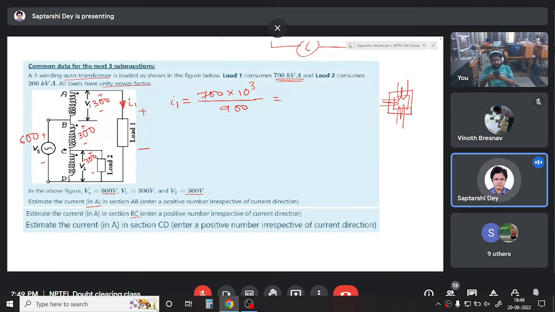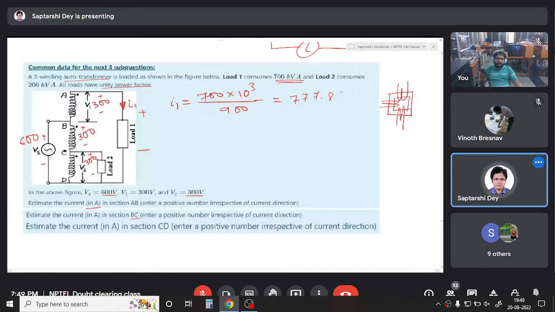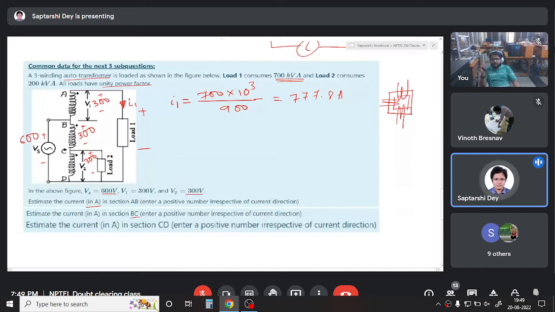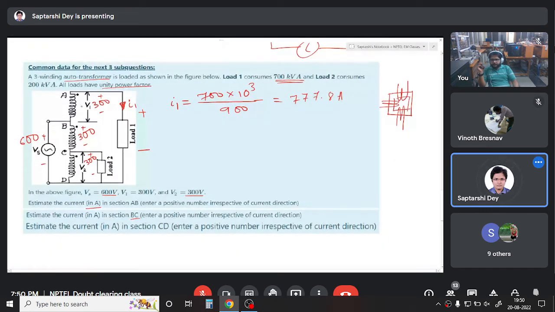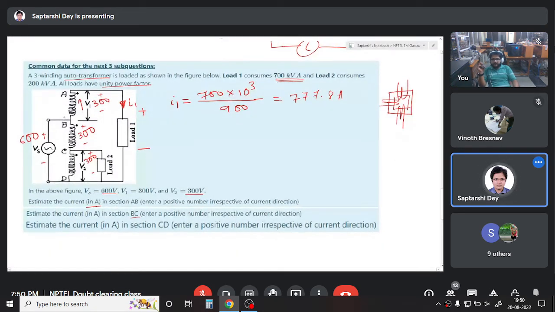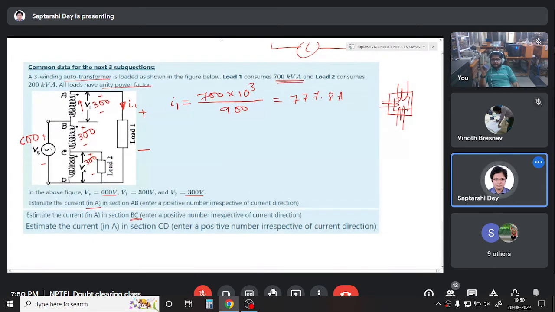So can someone tell me how much are you getting? It will be around 777.8 ampere. So this much current is flowing here, 777.8 ampere. Now the next question is, estimate the current in section BC.